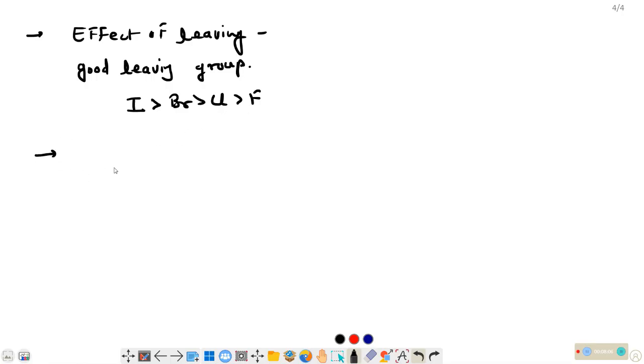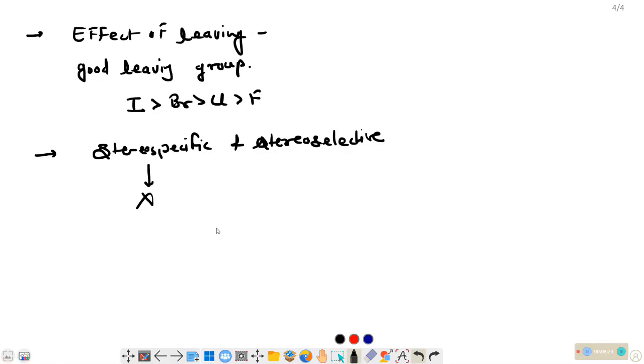Another is stereospecific and stereoselective. So it is not stereospecific because the removal of proton from the beta carbon atom by the base is not specific, but it is stereoselective. Why? Because this will form the Zaitsev elimination product, which is predominantly formed. So it will form the Zaitsev product predominantly. That is why it is stereoselective.